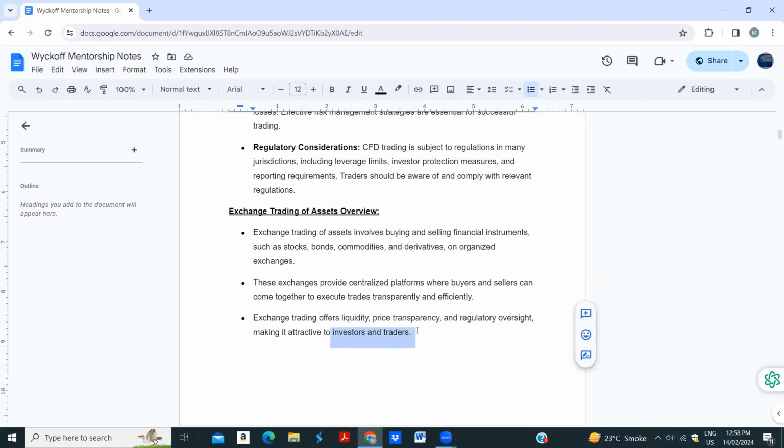But there are minimum capital requirements. For example, in the US, you need to have a $25,000 account, or $25,000 US dollar capital in order to participate in the stock market. This is known as the pattern day trader rule. In the Forex market, there is no such rule. In the CFDs market, there is no such rule, but in the exchange trading of assets, there are capital requirements. So many traders don't have enough capital. So they ultimately turn towards the Forex market or the CFDs market, because there are low entry barriers.